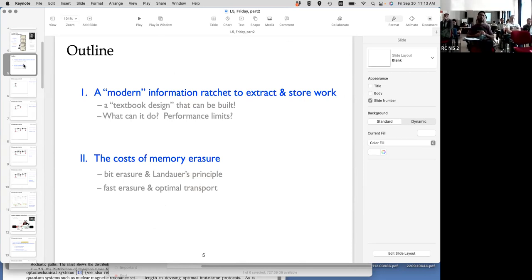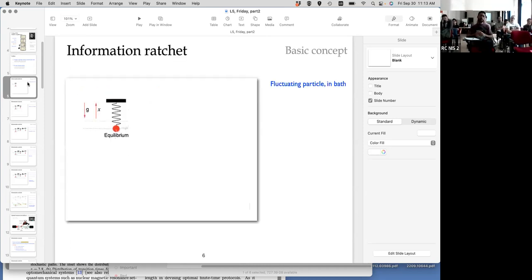We have a kind of modern version of this that can be and has been built. I want to explore what this new type of engine, which is extracting work from a bath, can actually do. If we have time and stamina, we might talk a little bit about the costs of erasure and Landauer's principle and so forth. But I think the part I want to really focus on is this first part.